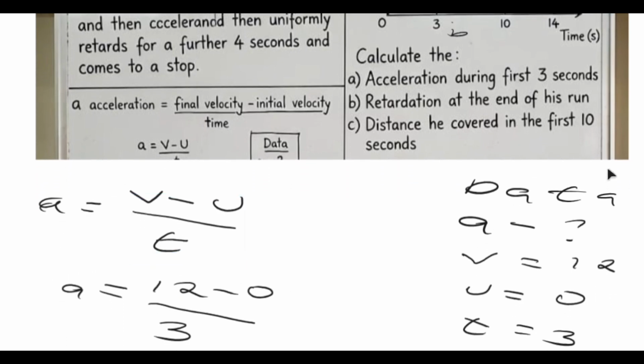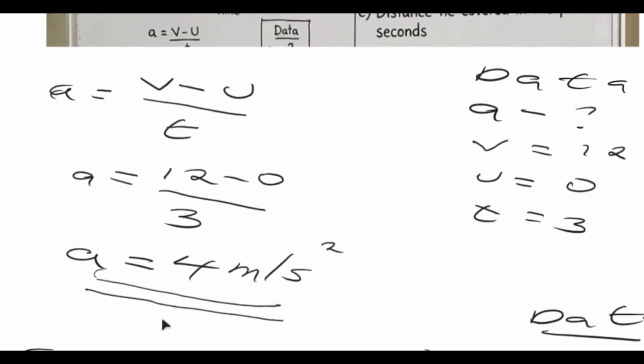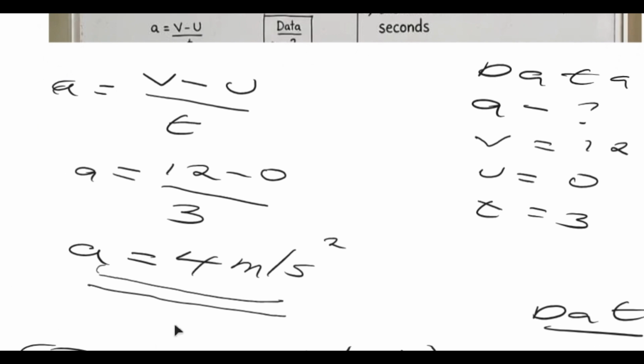Then we get our data here. Acceleration is what we are looking for. Final velocity we have, it is 12. Initial velocity, where we started from, is 0. And the time was 3. Then doing calculations here, we find the acceleration to be 4 meters per square second.